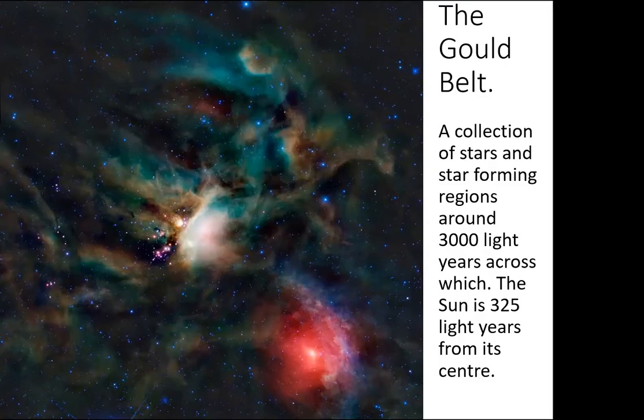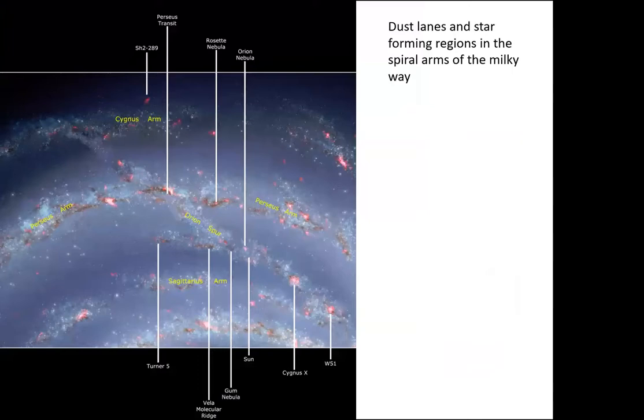That's a good job we're that far away from it, because all of those O and B class stars are good candidates for future supernovae, and so we wouldn't really want to be any closer than that. Got another diagram that kind of shows that on a galactic scale.